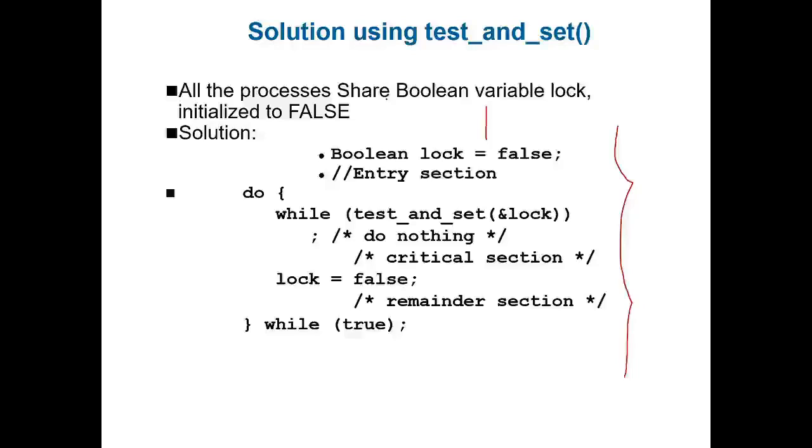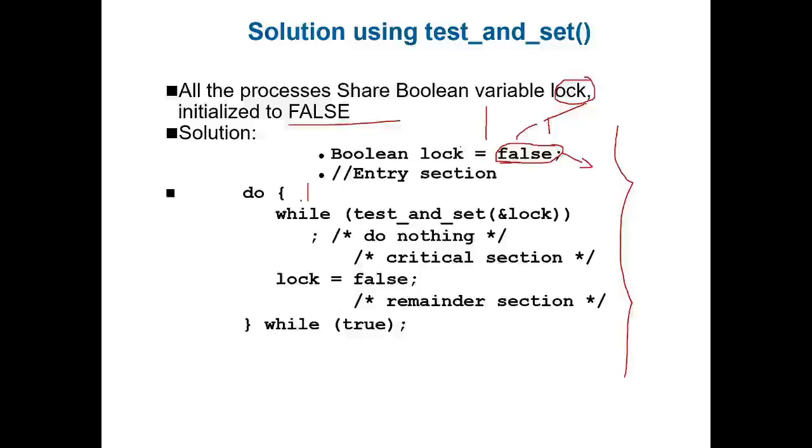All processes share a boolean variable lock, and it is initialized to false. So at the beginning, the lock variable is initialized to false. Whenever the value of lock is false, we need to understand that there are no processes inside the critical section. Whenever the lock value is true, we need to understand that there is some process inside the critical section. So at the beginning, the lock value is false. That means there is no process inside the critical section.